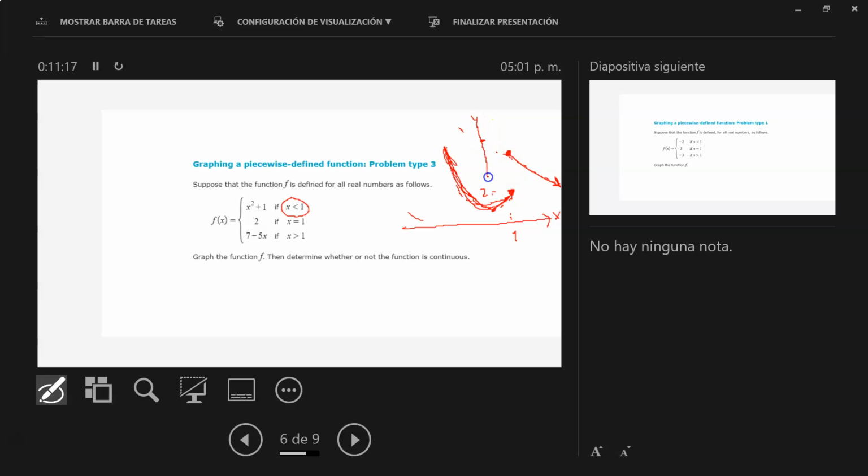It all got erased, but more or less that is the idea, okay? So this function will be a parabola until 1, then a point at 1, and then a negative line with the values after 1.